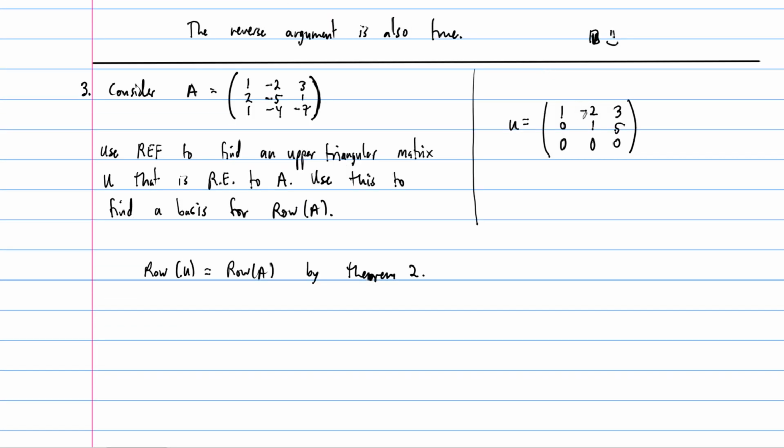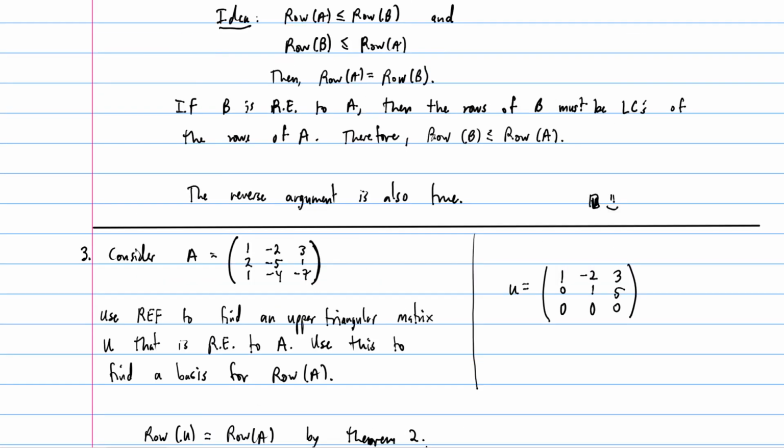So therefore, we have a basis. We can just use these vectors, and we see that the third row of all zeros is never going to be included in a basis. So a basis for the row space of A is given by just the first two rows: 1, -2, 3, and you can do transpose if you want. I like to write these as columns, but you can write these as rows if you want. And then 0, 1, 5. That's a basis for the row space of not only U, but also A. Again, that comes from our theorem.